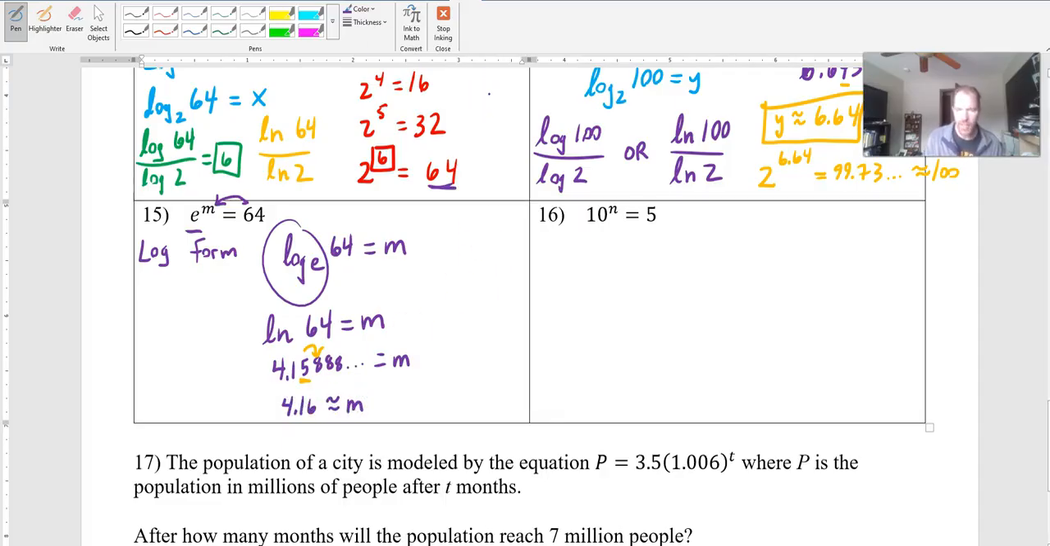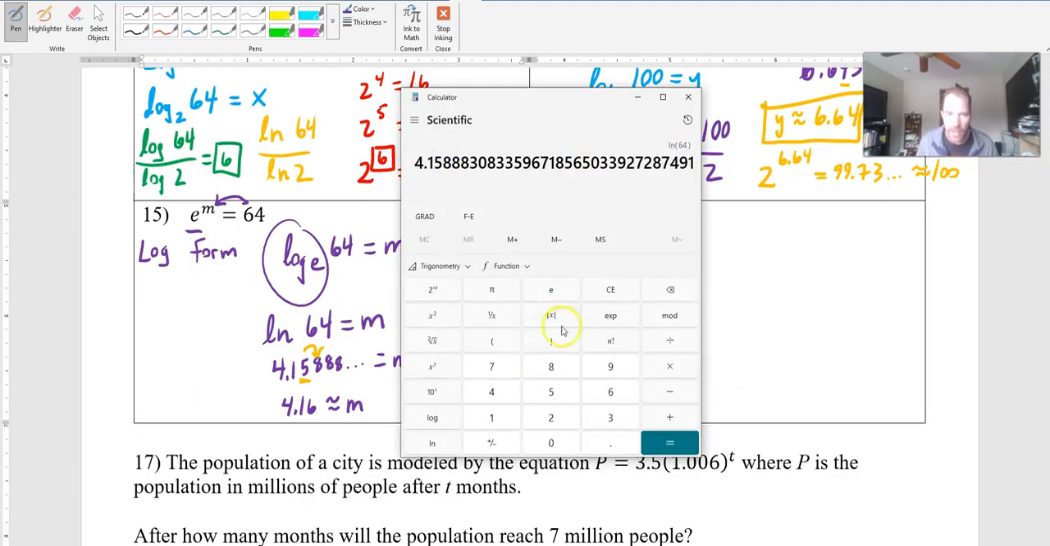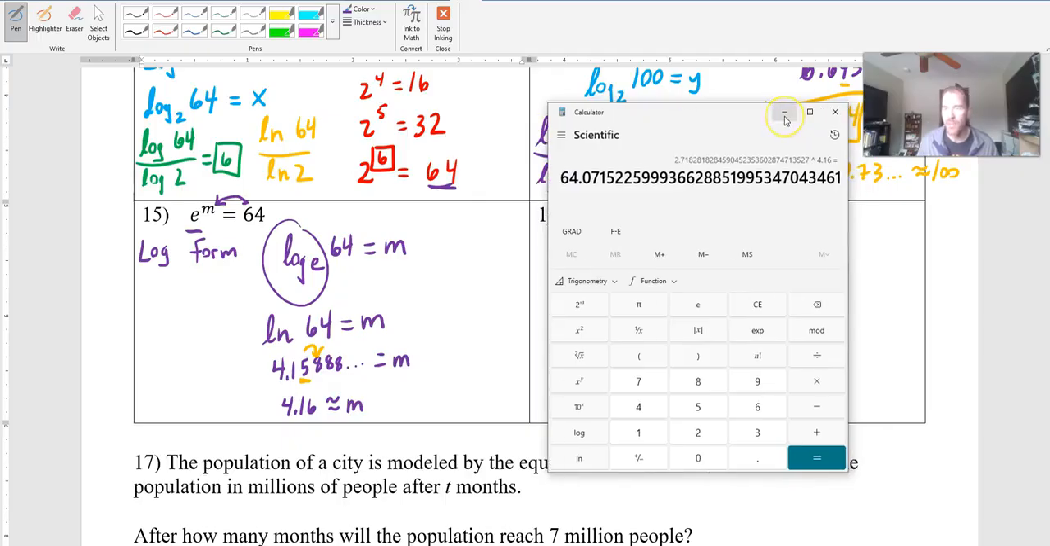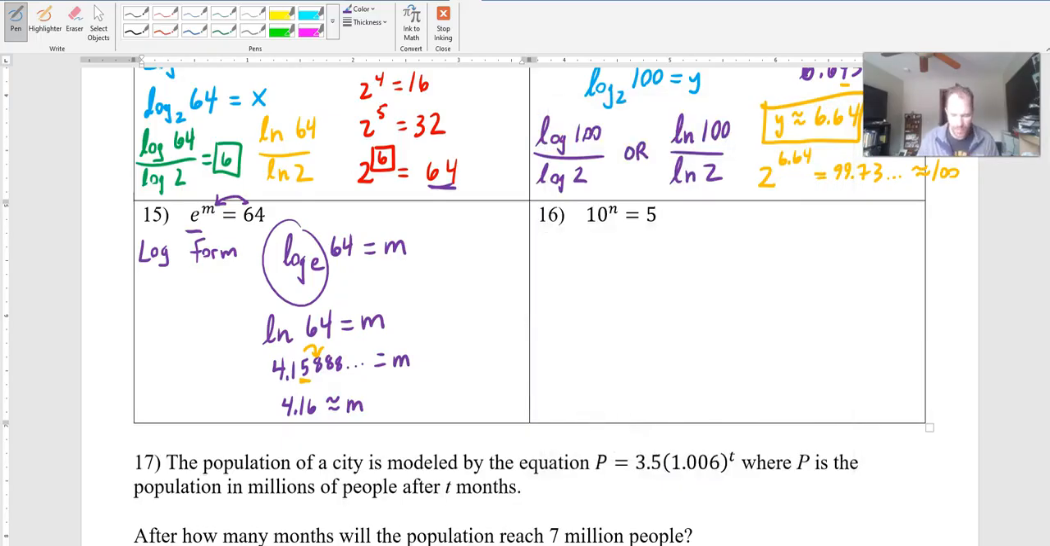And let's check that real quick. Let's do e to the power of 4.16. Where's my e button on this calculator? There it is. So there's e, 2.7182818. It doesn't keep repeating, but we're going to go to the power of 4.16, we said. And so we're hoping to get about 64. And again, we get close to it, 64.07, whatever. Looks good to me. So that's our check step.